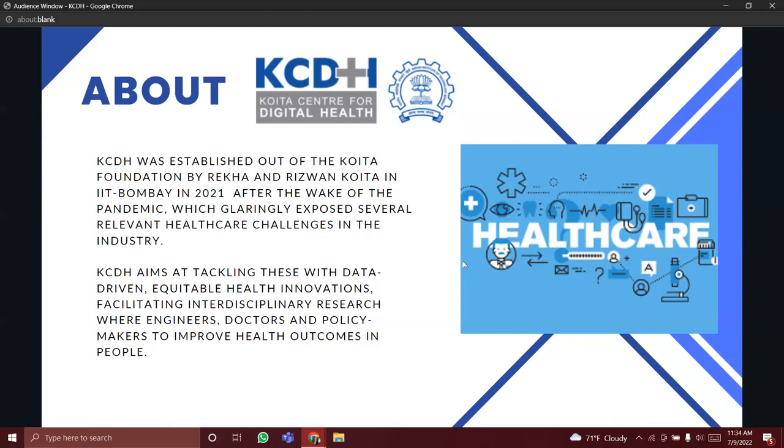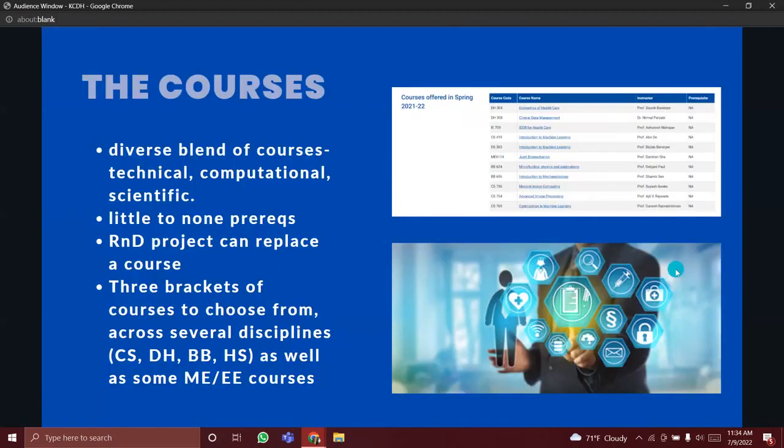What this really does is facilitate interdisciplinary research, where you'd see people from all walks of life come together and solve these problems, which are cross fields. You'll have engineers, doctors, scientists, economists, statisticians trying to collaborate and improve health outcomes in people. There are a lot of distinguished faculty involved with the department, and they offer a lot of courses that you can do to complete your minor.